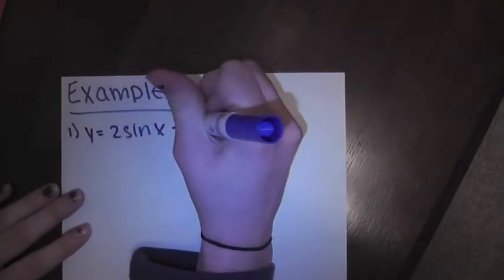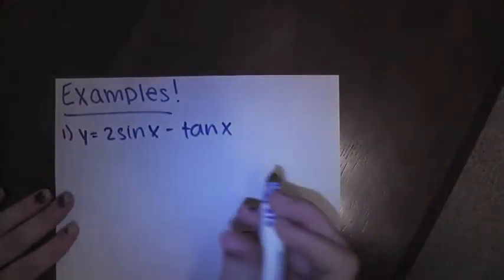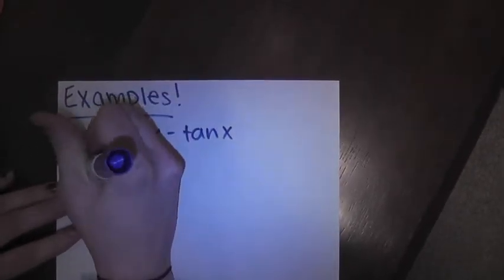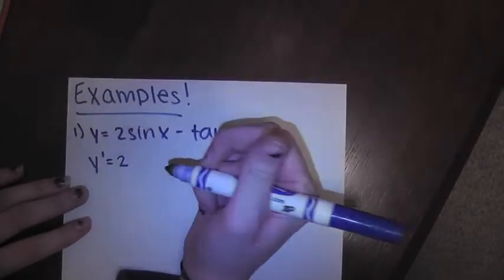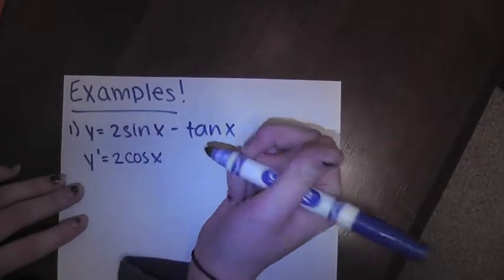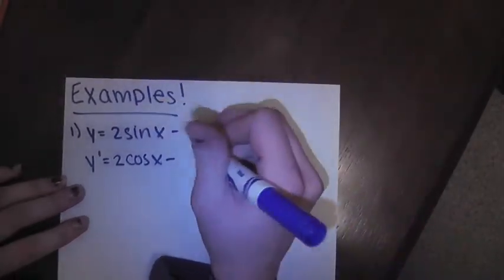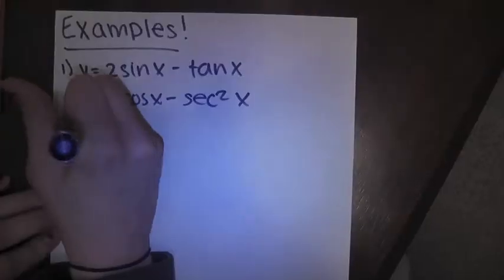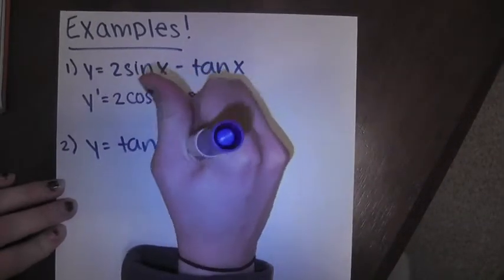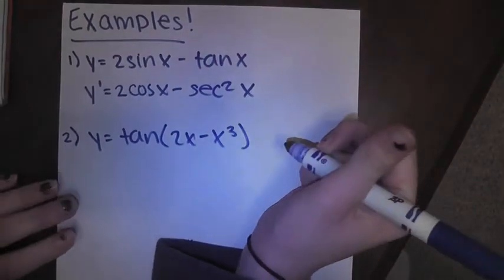Given the equation y equals 2 sine x minus tan x, to find the derivative, you would have to do the product rule in the first. So y prime would equal 2 times the derivative of sine x, which is cosine x, and then minus the derivative of tan x, which is secant squared x.